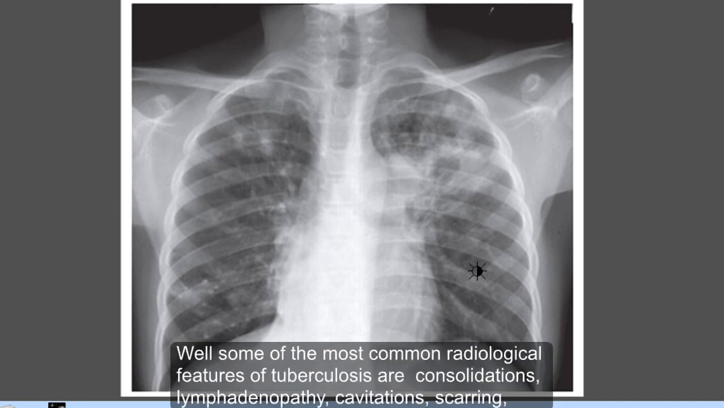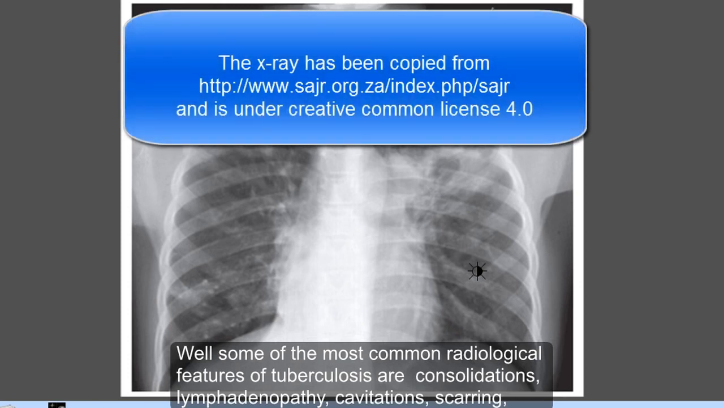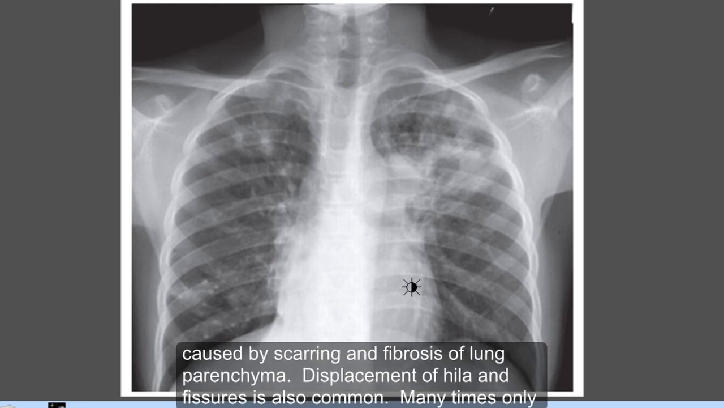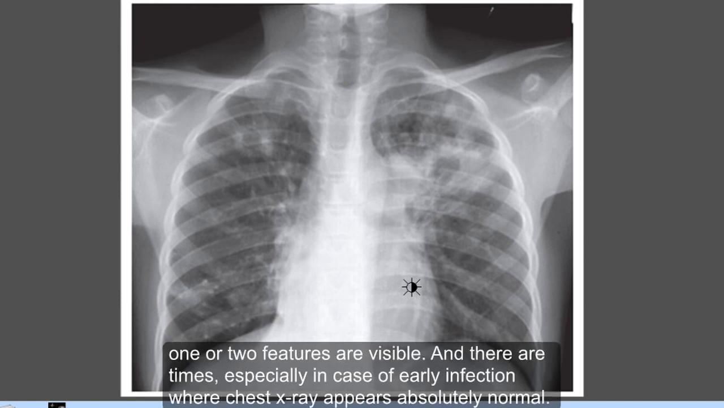Well, some of the most common radiological features of tuberculosis are consolidations, lymphadenopathy, cavitations, scarring, fibrosis, granulomas, pleural effusions, traction bronchiectasis caused by scarring and fibrosis, loss of lung volume, again caused by scarring and fibrosis of lung parenchyma. Displacement of hilum and fissures is also common. Many times only one or two features are visible, and there are times, especially in case of early infection, where chest X-ray appears absolutely normal.